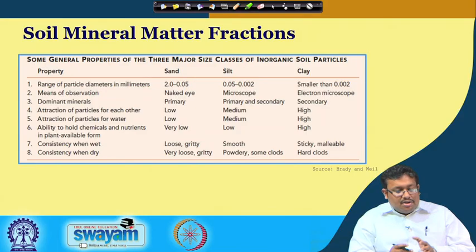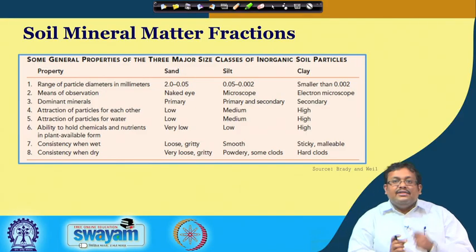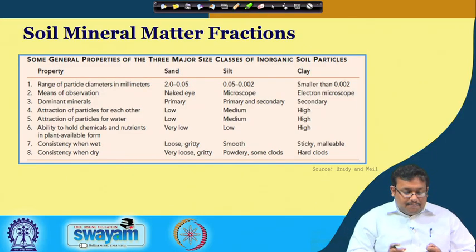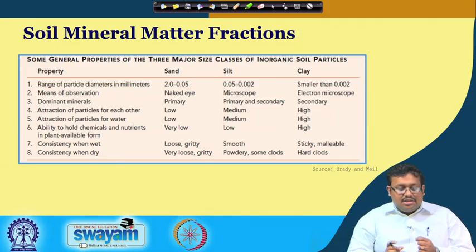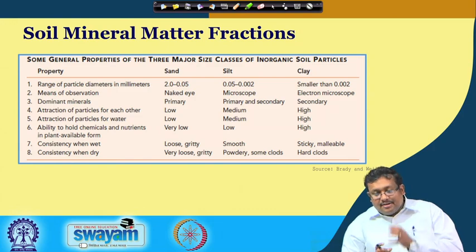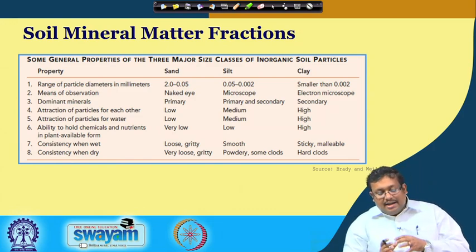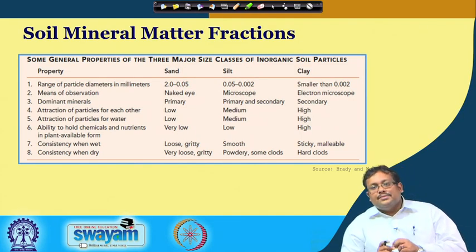Now, sand has a loose and gritty consistency, whereas clay has a very sticky and malleable consistency, and silt is in between, that is, a smooth consistency. And the consistency when dry changes to very loose and gritty for sand, whereas clay becomes hard clods, and silt becomes powdery, and sometimes it will form some clods.